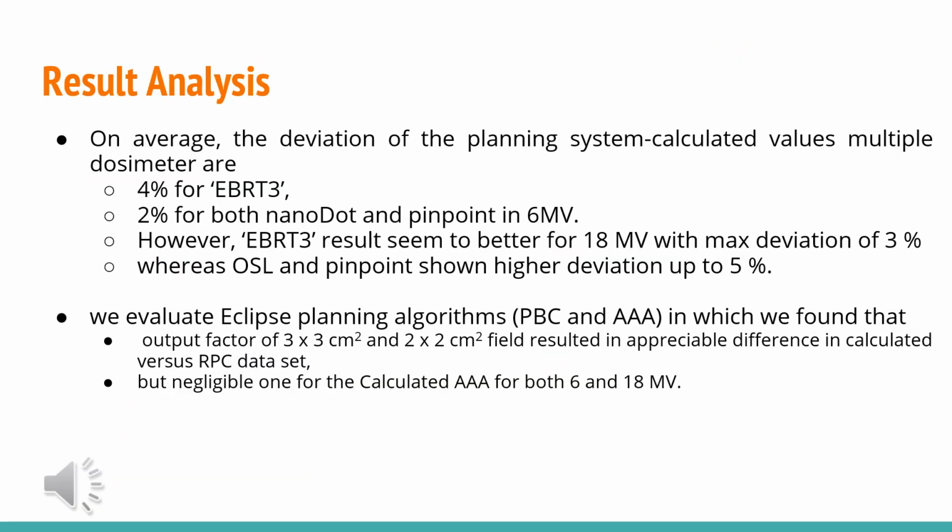Result analysis. On average, the deviation of planning system calculated value for the multiple dosimeters are maximum, of course I am sharing, 4% for EBT3, 2% for both nanodots and pinpoint in 6 MV. However, EBT3 results seem to be better for 18 MV with a maximum deviation of 3%, whereas OSL and pinpoint show higher deviation up to 5%. We evaluate Eclipse planning algorithm for PBC and AAA, in which we found that output factor for 3 by 3 cm square and 2 by 2 cm square field resulted in appreciable difference in calculated versus RPC dataset, but negligible one for the calculated AAA for both 6 and 18 MV.